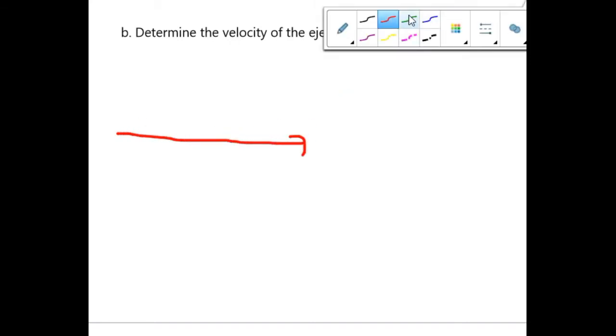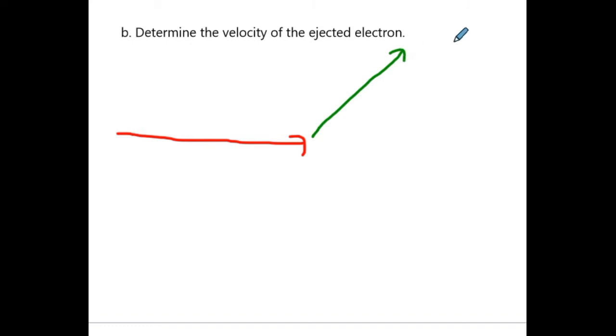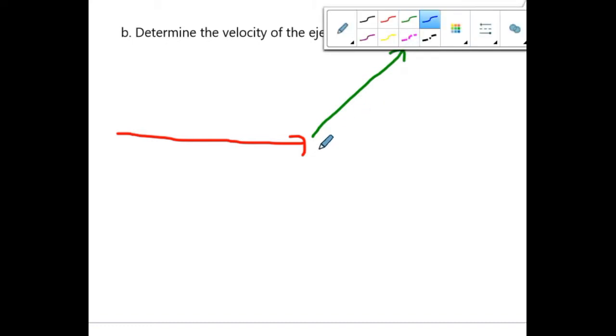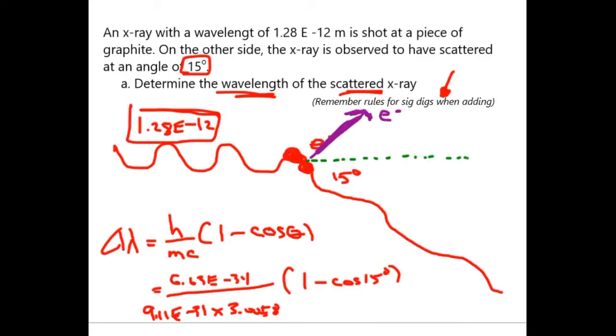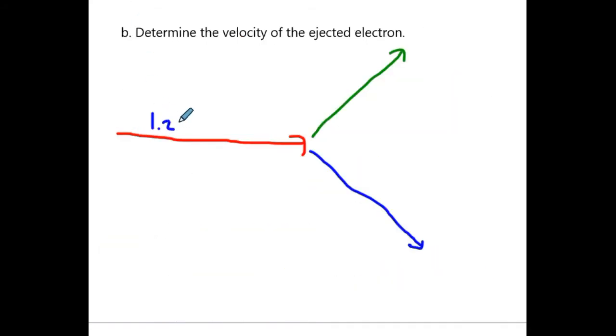So, the second part of the question then is, well, what's the velocity of the ejected electron? And what really ends up happening here is a very classic splitting question. I'm gonna draw this. There's one that goes up like this. There's one that goes down like this. And so I have now calculated that the initial wavelength was 1.28 times 10 to the minus 12, and my final wavelength is now 1.36 times 10 to the minus 12.